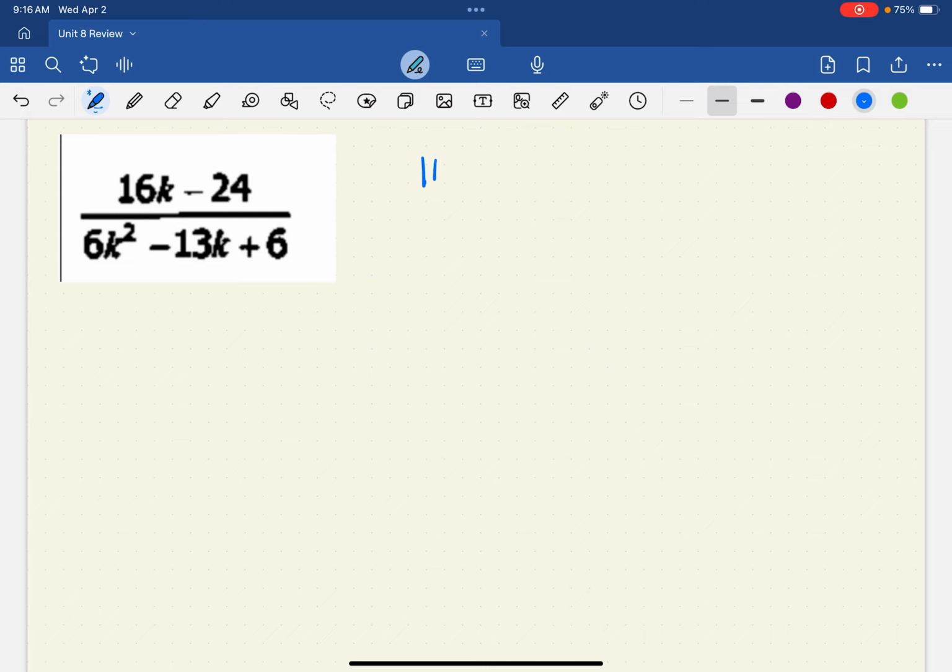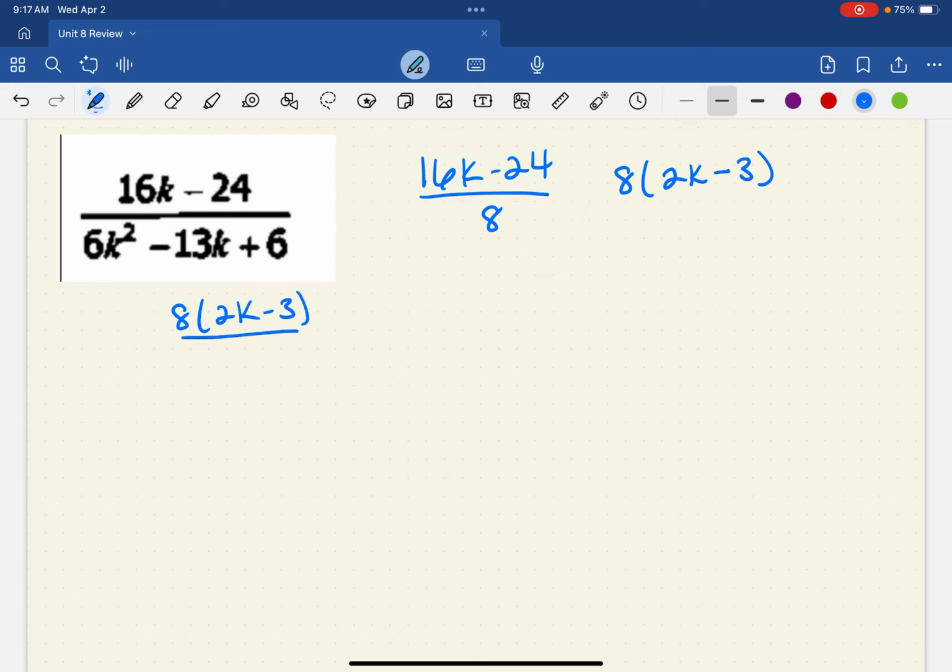So 16K minus 24. It's looking like it has a GCF because I don't have any exponents. So therefore I can take out a GCF. For 16 and 24, they're both even, so I could use 2. However, I could use 4, and I could use 8, so 8 is my largest. So now I'm going to have 8. 16 divided by 8 is 2K minus 3, because 24 divided by 8 is 3. So that is going on the top of my rational expression or fraction.